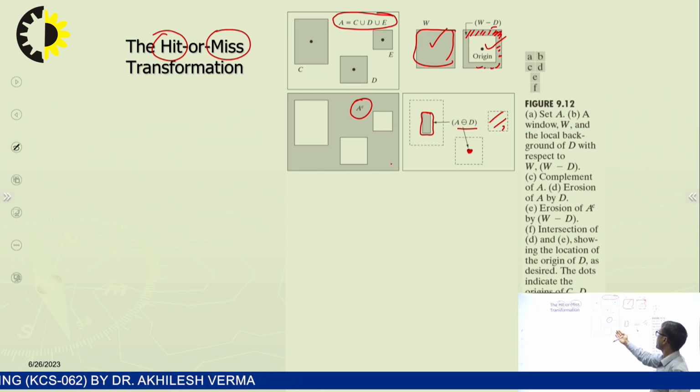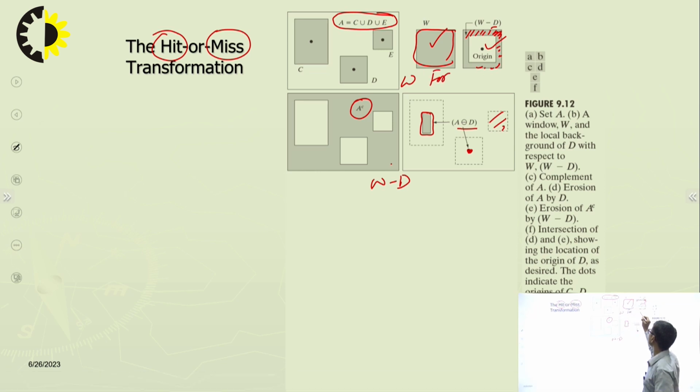So if you want to apply any operation on A complement, we will use W minus D, and when we want to apply it on A, then we will use W. So basically this is the foreground and this is the background. We want to identify the foreground portion and the background portion of the object. Okay, so that's why we have defined W minus D. First we have performed the operation A erosion D. We can see that when A is eroded by D, it will find D and it will reduce the content of C.